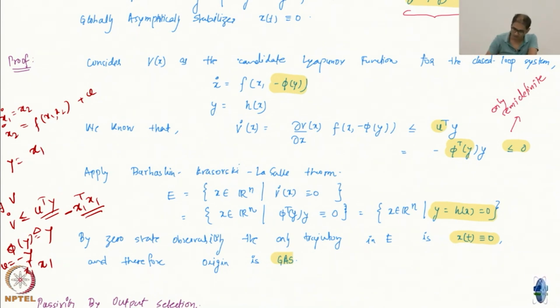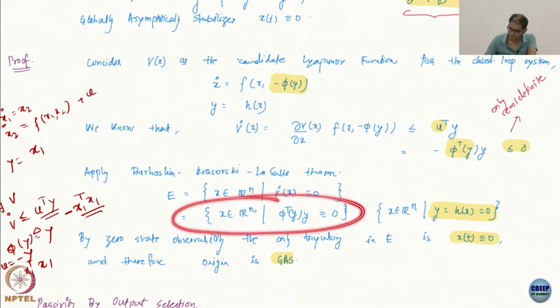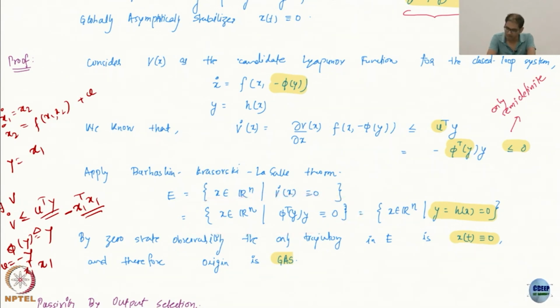All we need to do is have a radially unbounded V, excellent, we do. Have a negative semi-definite V dot, we do. Next step, construct the set V dot equal to 0, and that is exactly this, y transpose phi(y) equal to 0, and I am claiming that this is actually equal to y equal to h of x equal to 0.